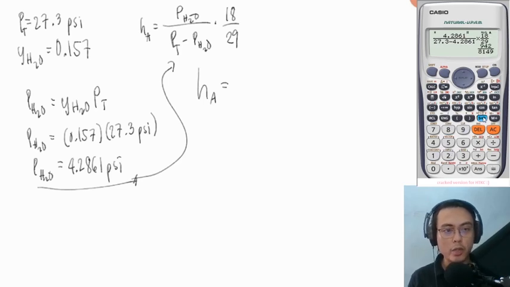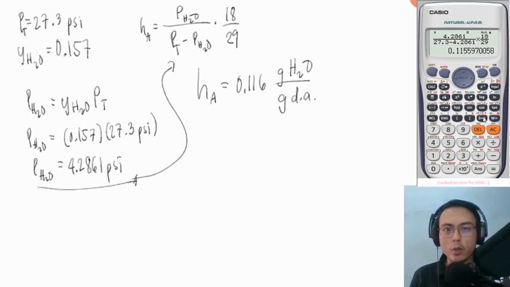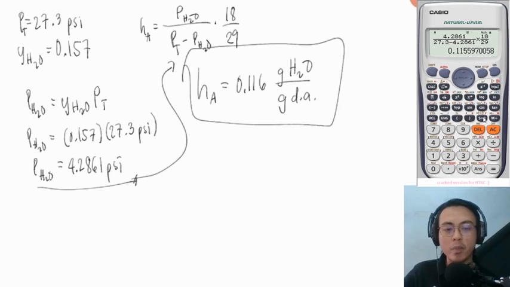Okay, what's the unit of absolute humidity? 0.116. This is grams water per grams dry air. You can also do kilograms of water over kilograms of dry air, pounds of water per pound of dry air. So whatever unit of mass that you use, as long as it's the same, because they have to cancel.